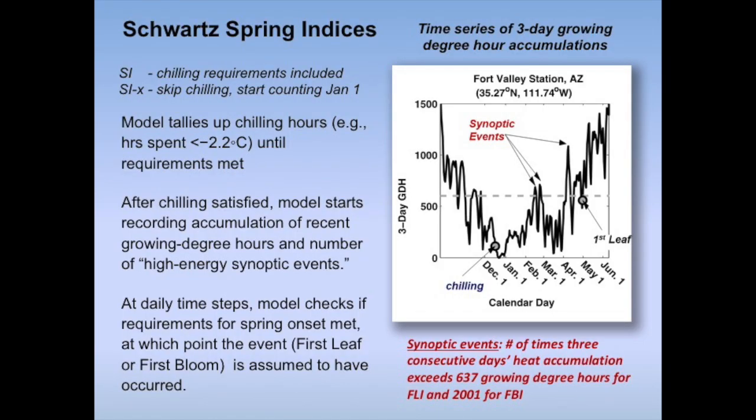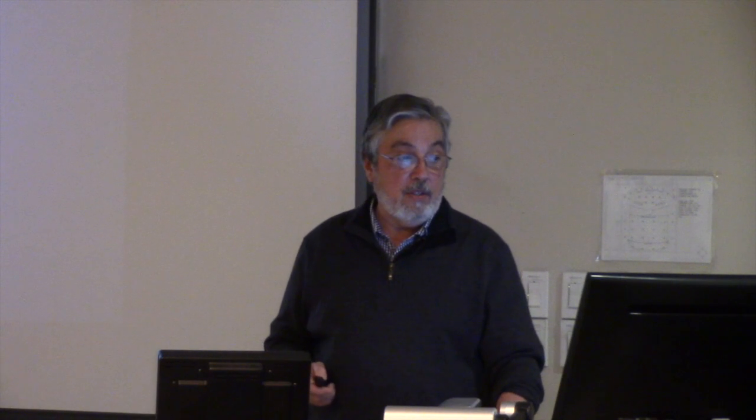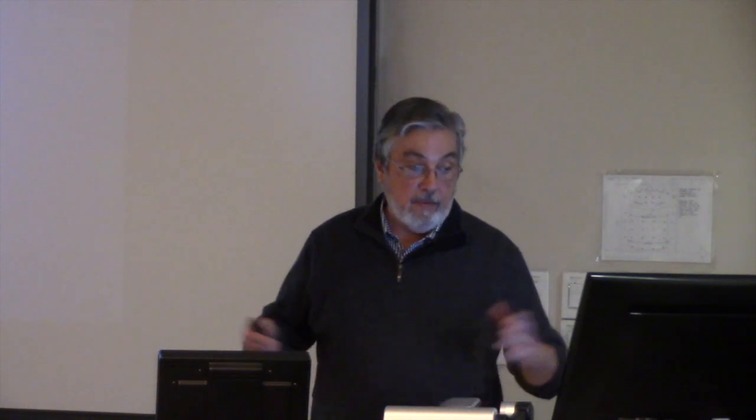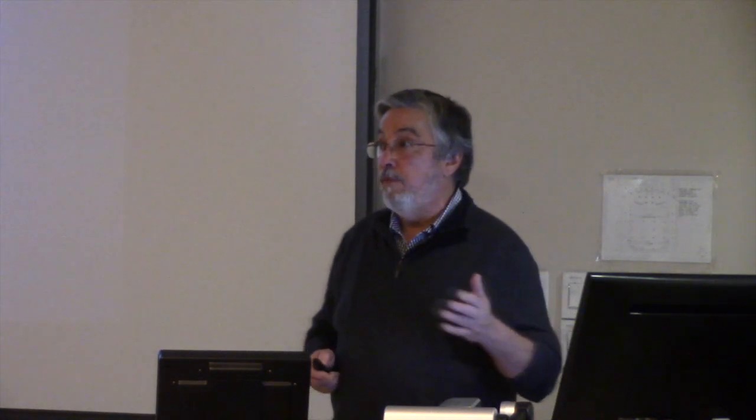So anyways, the model tallies up the chilling hours, which are hours spent below 2.2 degrees C, until the requirement is met. And then after the chilling is satisfied, it keeps checking the accumulation of recent growing hours, a number of these high energy synoptic events. And at some point, either first leaf or first bloom, depending on what you're looking at, is assumed to have occurred. So there's a whole suite of indices that you can calculate.